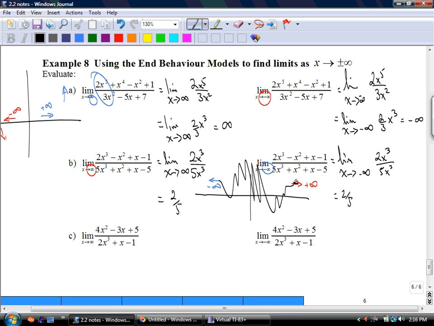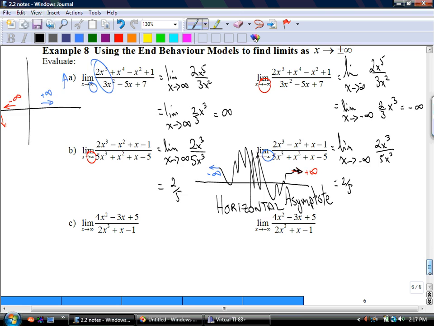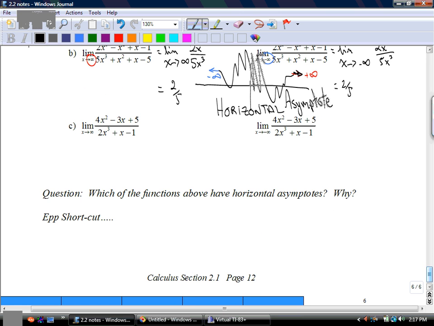Well, it doesn't have to have line symmetry. There you go. Asymptote. There's a horizontal asymptote at y equals 2/5. Okay, C. What's the end behavior function?